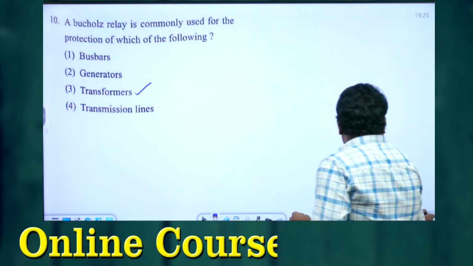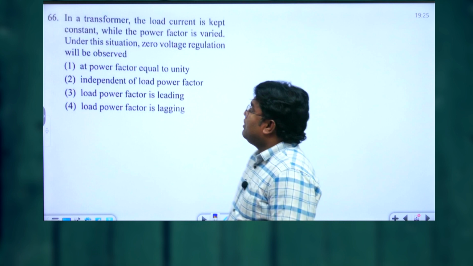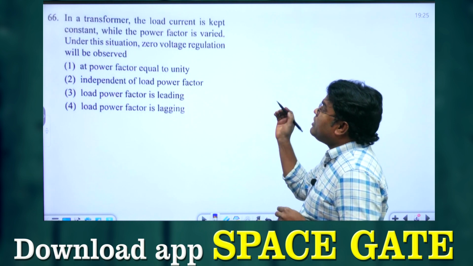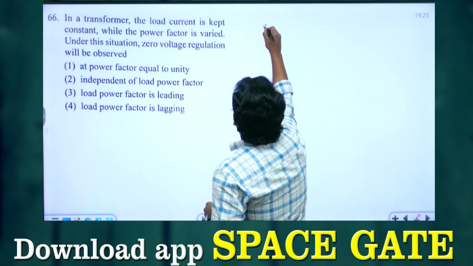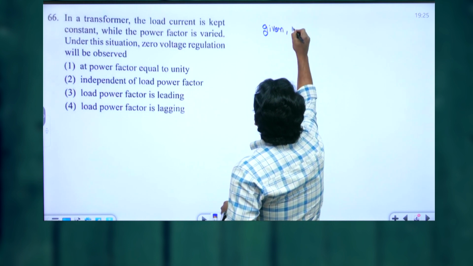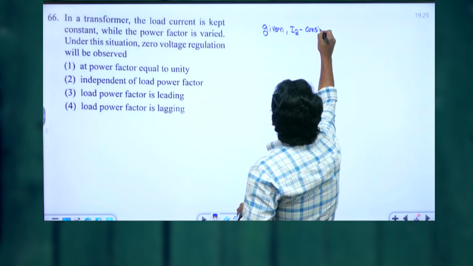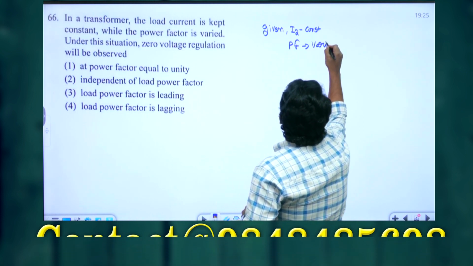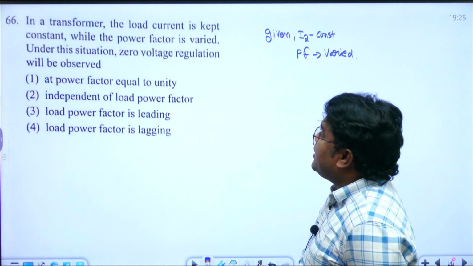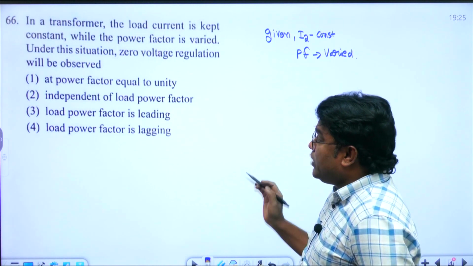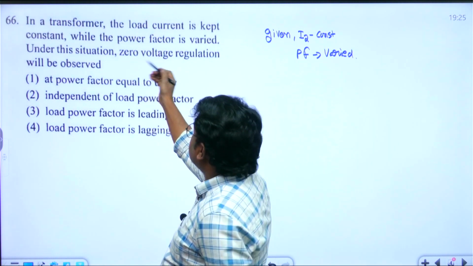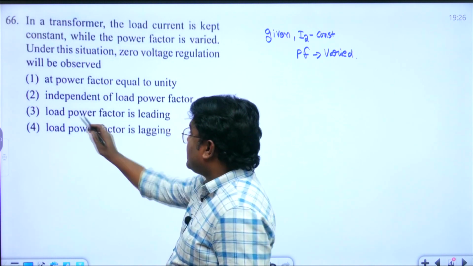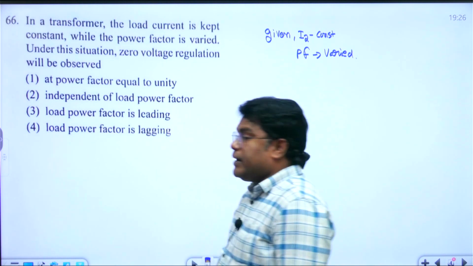Okay. Now let us solve another question. In a transformer, the load current is kept constant while the power factor is varied. What is given in this question? The load current I2 is a constant and the power factor is varied. And what is the condition to get zero voltage regulation? Zero voltage regulation will be observed at unity power factor, independent of the load power factor; the load power factor is leading, the load power factor is lagging.